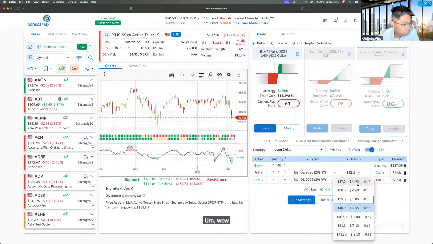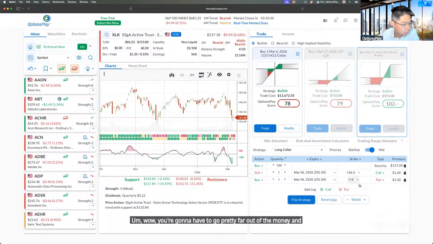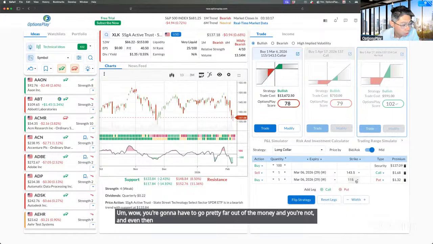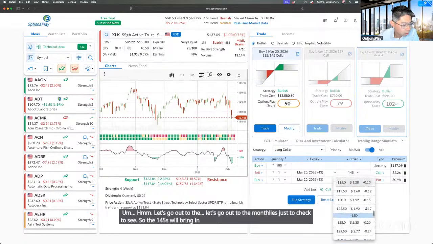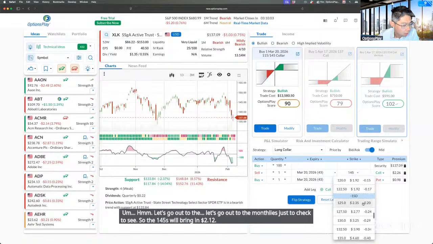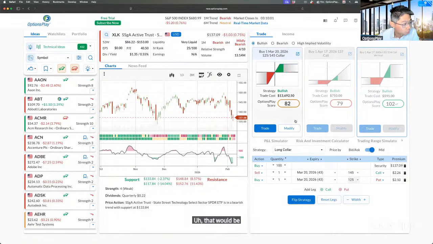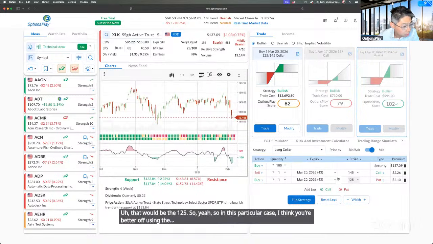Wow, you're going to have to go pretty far out of the money. Even then, for the weeklies, the lowest strike price is going to be 115. Let's go out to the monthlies just to check to see. So the 145s will bring in $2.12. That will be the 125. So in this particular case, I think you're better off using the monthlies. Selling that 145 call will bring in 2.26. Buying the 125s will cost you 2.10.